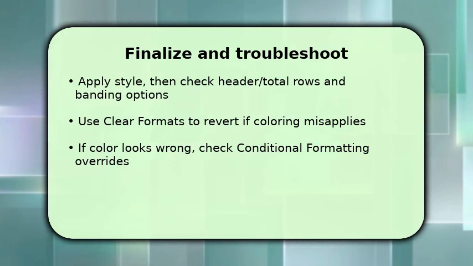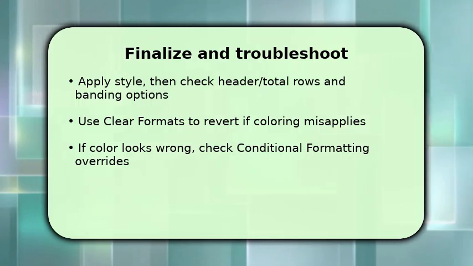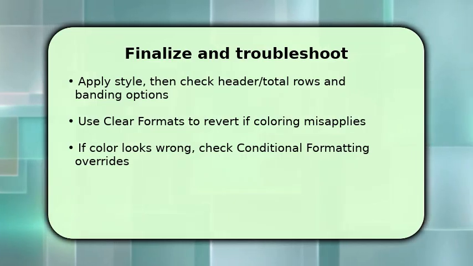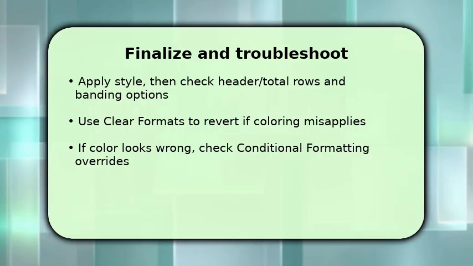Apply your chosen style and then inspect header, total row, and banded row settings to ensure they display as intended. If formatting behaves unexpectedly, use Clear Formats on the table range to revert and reapply the style cleanly.